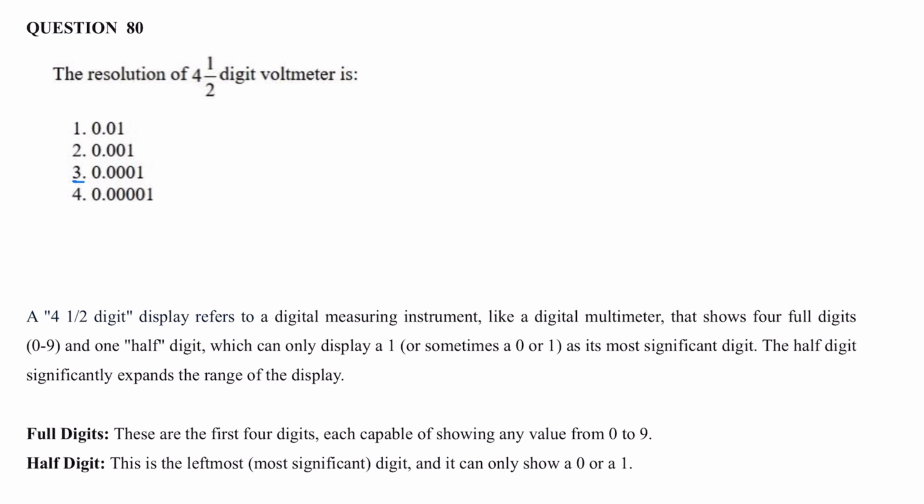Here the resolution is asked. The resolution is related to full digits. It has 4 full digits, therefore the resolution is 0.0001. Correct answer is option 3. Full digits are capable of showing any value from 0 to 9, whereas half digits can show only two values, either 0 or 1, which is the most significant bit.